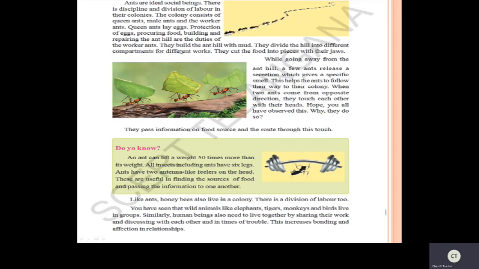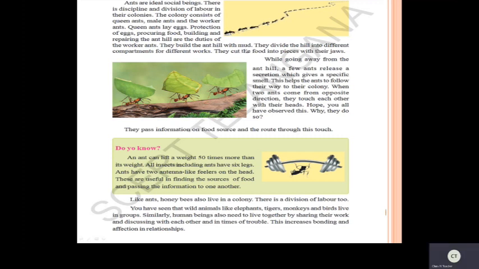See here, children, queen ants will be there, male ants and also worker ants. What is the duty of the queen ant? The queen ant lays eggs. Now, what will the worker ants do? Yes, protection of eggs, procuring of food, building and repairing the ant hill are the duties of worker ants. These are the works of worker ants. How will they build the ant hill, children? Yes, with the help of mud.